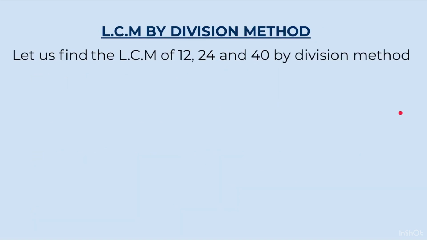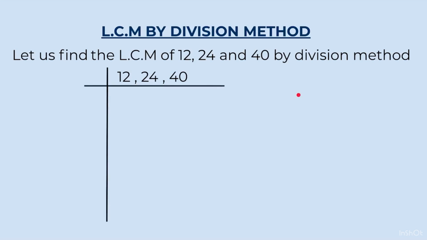Now finding the LCM by the division method. Let us find the LCM of 12, 24 and 40 by the division method. For this we will write the three numbers together, separated by a comma. Then we will draw two lines like this. Now here, check the divisibility with prime numbers. We will start with 2. 12, 24 and 40 are all divisible by 2.